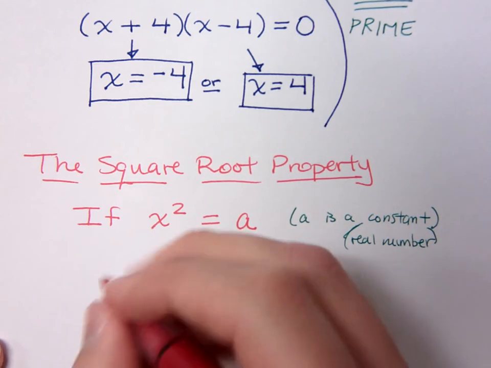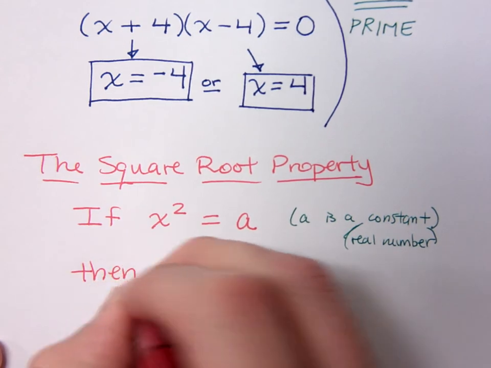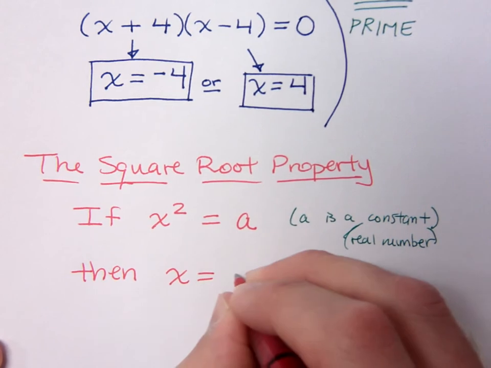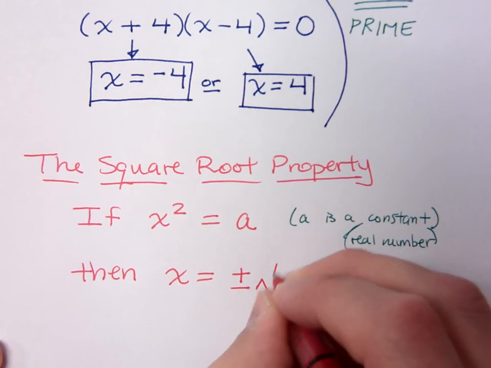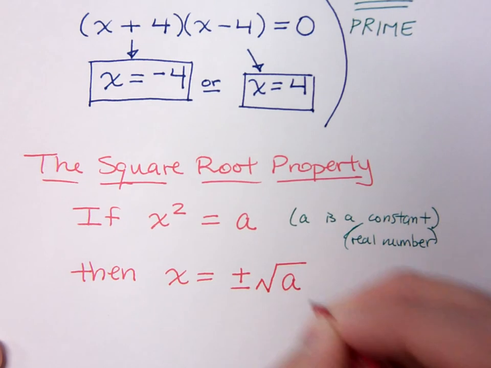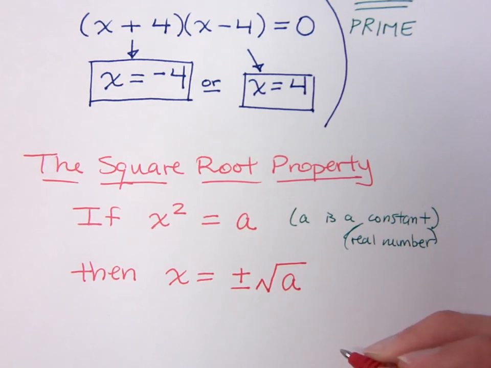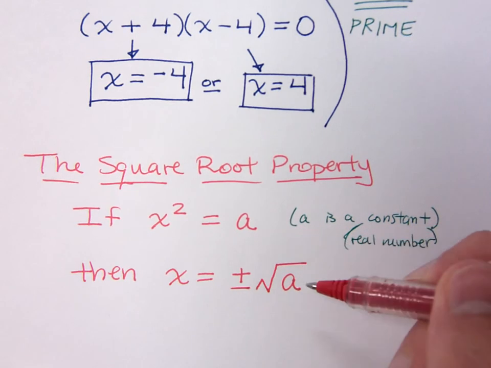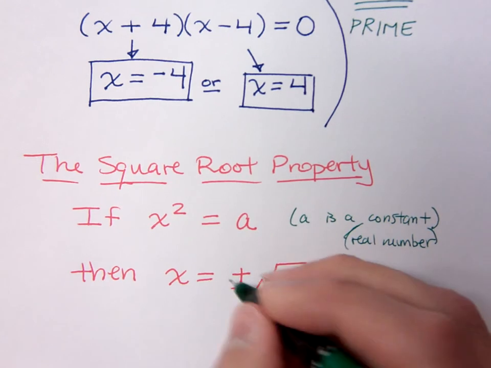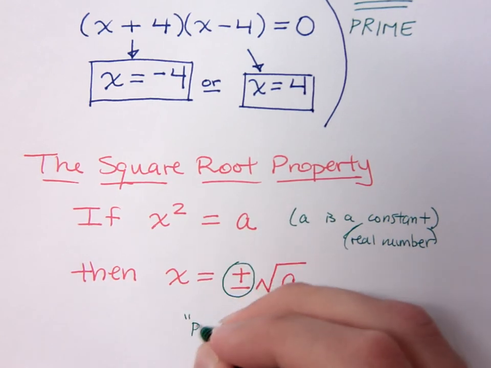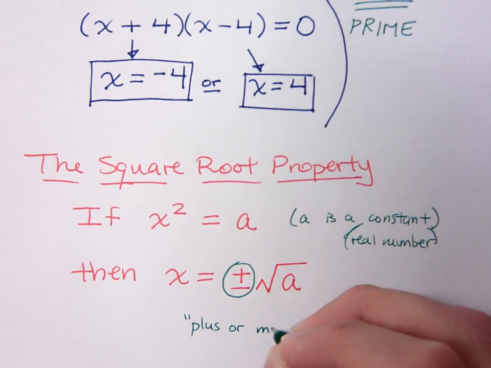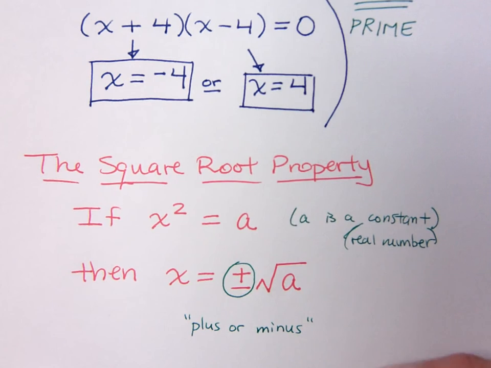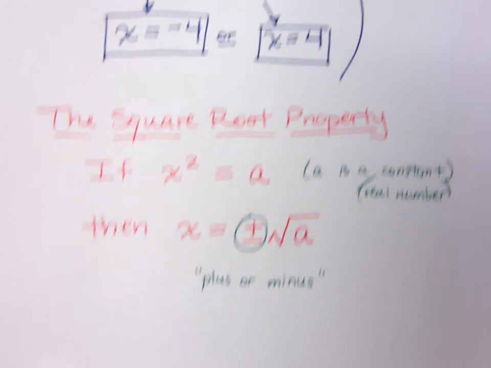So if x squared equals a, then my solutions x will equal plus or minus the square root of a. Now this is something you may have suspected for a while, but we're putting it in formal writing for you. If x squared equals a, then your solutions, just x, will be plus or minus the square root of a. This symbol right here, we read this as plus or minus.